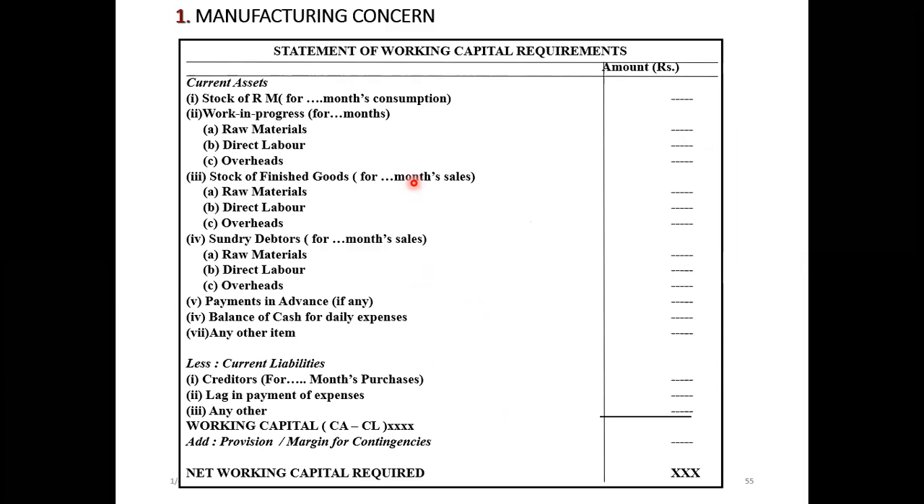For a trading organization, normally they purchase finished goods and keep the stock in the outlet or in the warehouse, in the showroom, and they make sales. That is trading, buy and sell. But in the case of a manufacturing concern, a manufacturing organization, the operation is different.